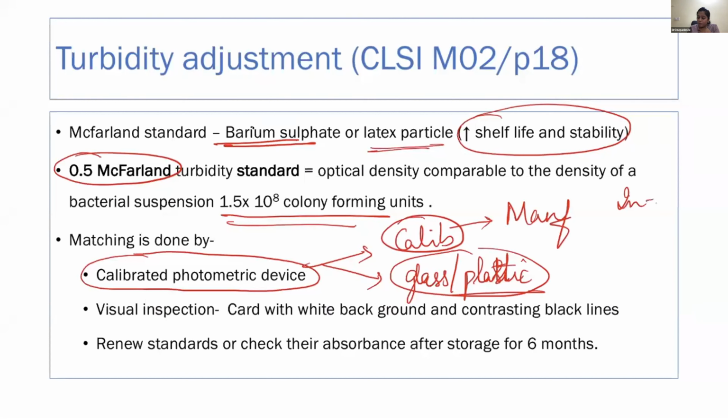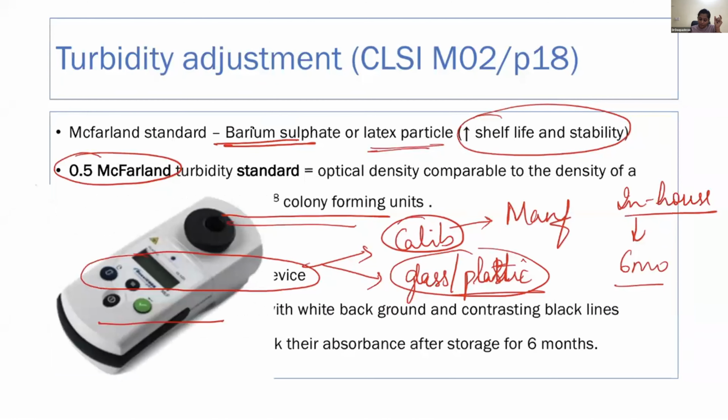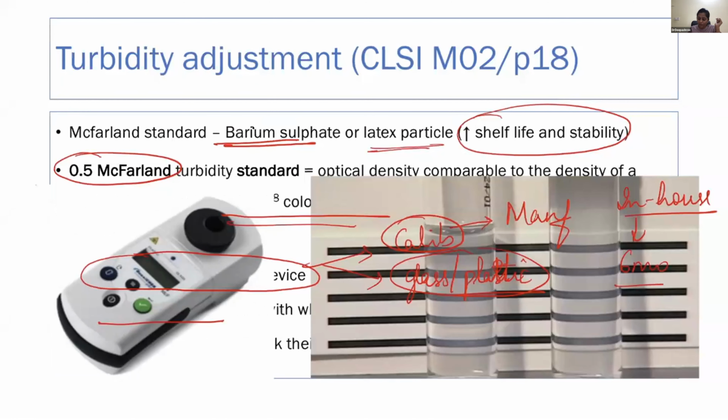Say suppose you are preparing in-house McFarland, then every 6 months you should subject that solution to spectrophotometry to make sure that it is 0.5 McFarland. Okay, so a visual inspection method is also available, that I will show in the picture. So this is a picture of a photometric device.